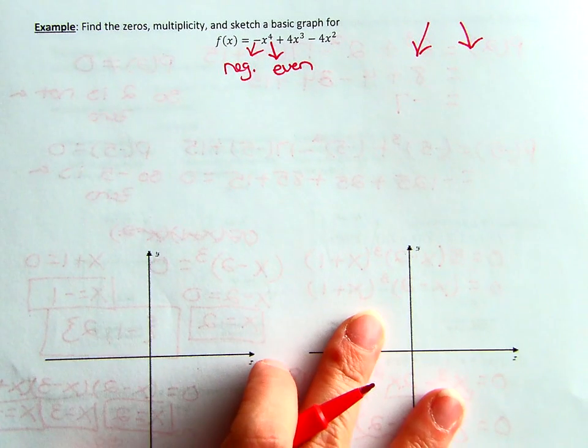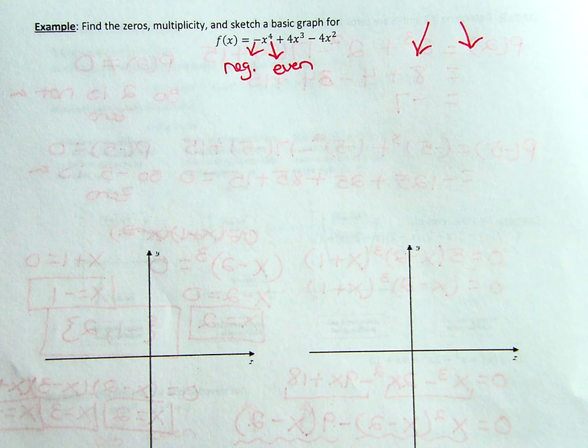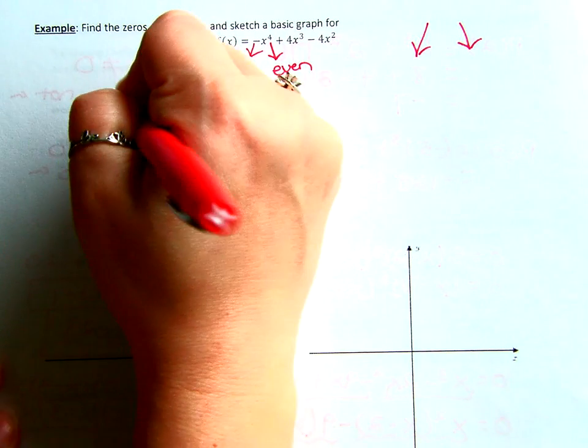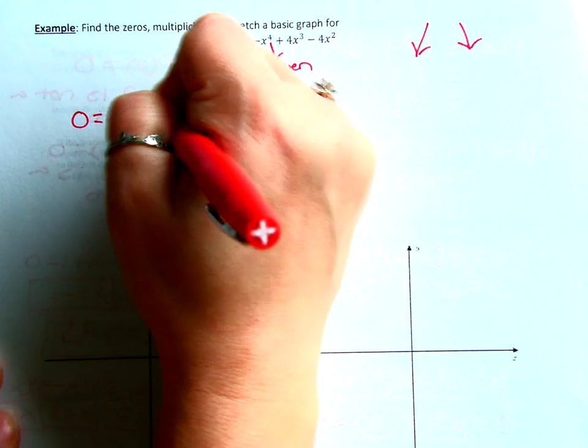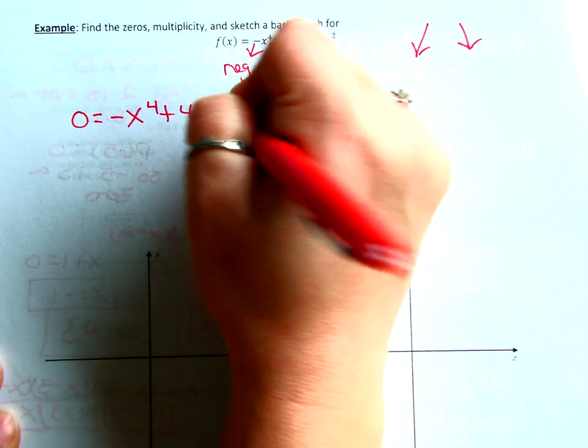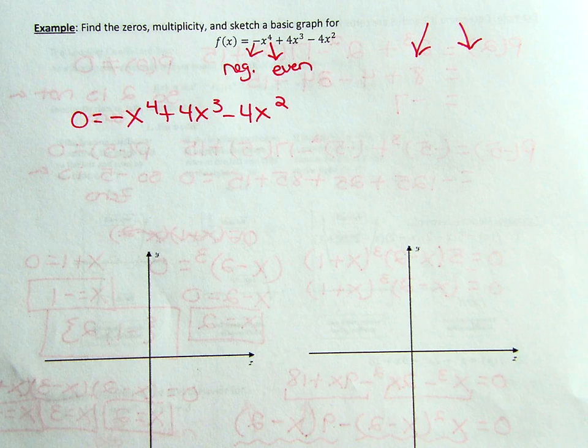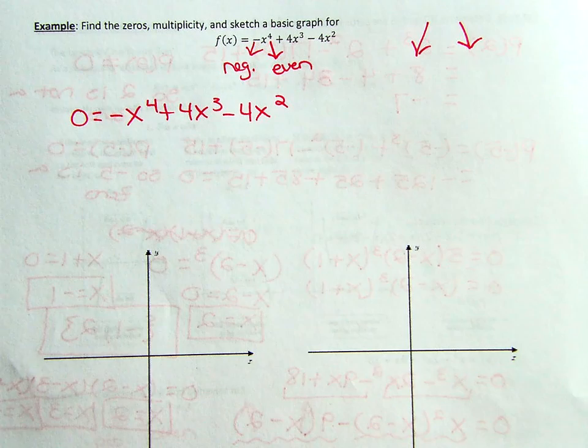Okay, now we got to figure out what our zeros are. So I'm going to say 0 equals negative x to the fourth plus 4x to the third minus 4x squared. Now, don't be tempted to just immediately treat this one exactly like the last one, because this one isn't set up like the last one. This has an x to the fourth, an x to the third, and an x squared. So what do they all have in common? Yeah, an x squared.